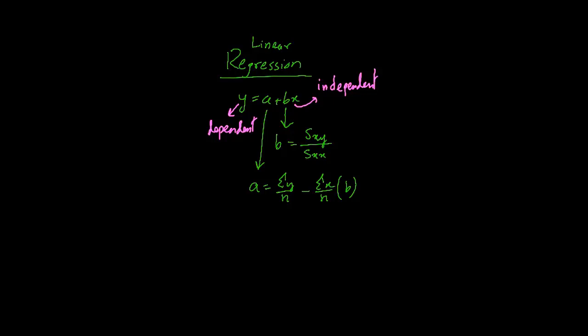Now we need to know this formula as well. This is the sum of xy formula. The sum of xy can be written as summation of xy minus summation of x into summation of y divided by number of data, and sum of x is summation of x squared minus summation of x into summation of x, meaning summation of x whole squared divided by the number of data. So let's get started.